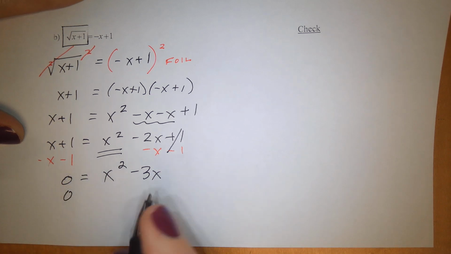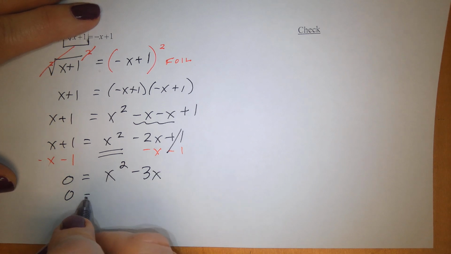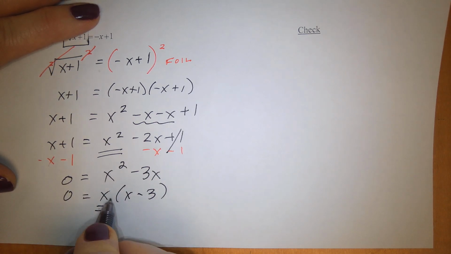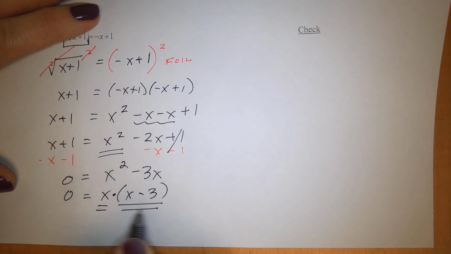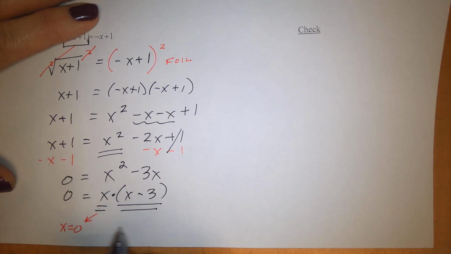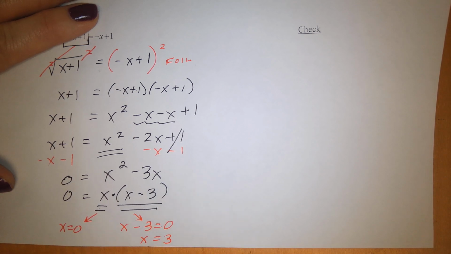Now we can use the zero product property. The zero product property states that if we factor, either one or both of these individual parts must be equal to 0. So that means either x is 0 or x minus 3 is 0, which means x is 3. So we're going to have two answers. One is 0, one is 3.